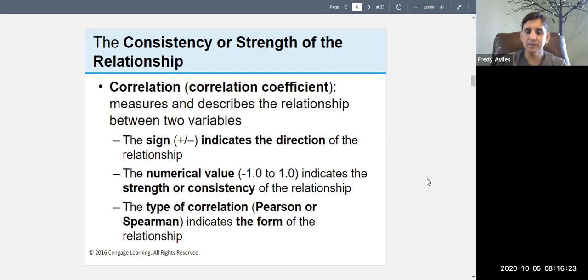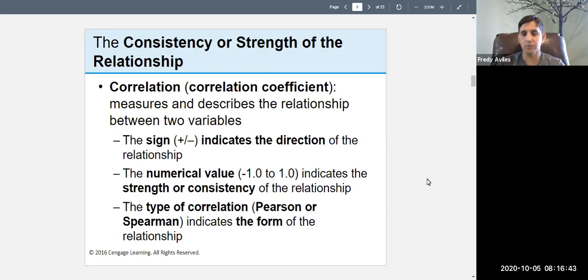If the sign is positive or negative, that indicates the direction of the relationship, okay? So is it a positive correlation or a negative correlation? The numerical value, the number, could be from -1 to +1, and it indicates the strength or the consistency of the relationship, okay? The closer it is to -1, the stronger it is.